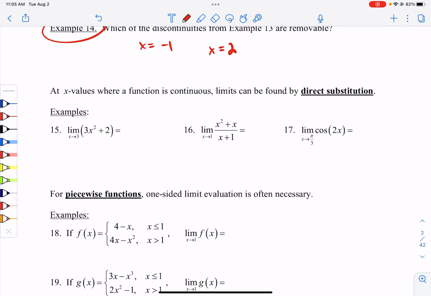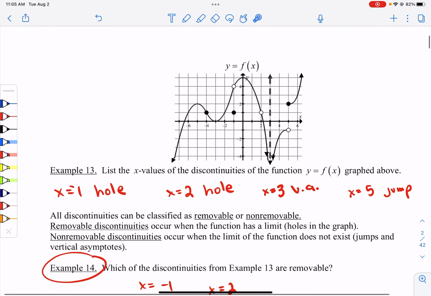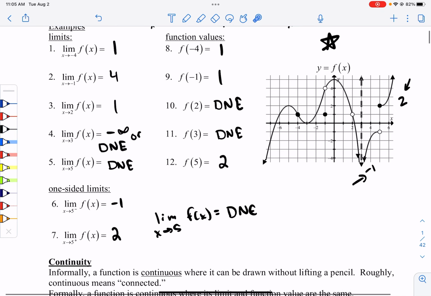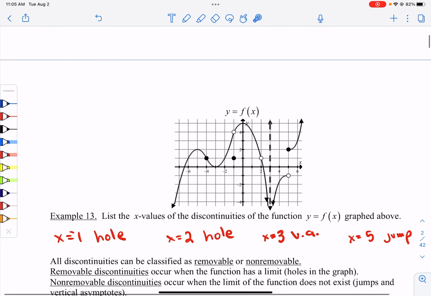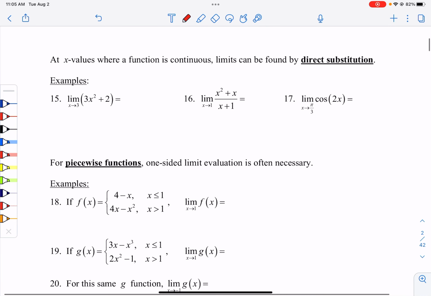Algebraically, at x values where a function is continuous, the limits can be found with direct substitution. And that's exactly what it sounds like. You directly substitute the number into the function. We didn't have to do this earlier because when we were finding limits, it didn't give us a function. It just gave us a picture. Now it's going to give us an algebraic function, and it wants us to find the limit.